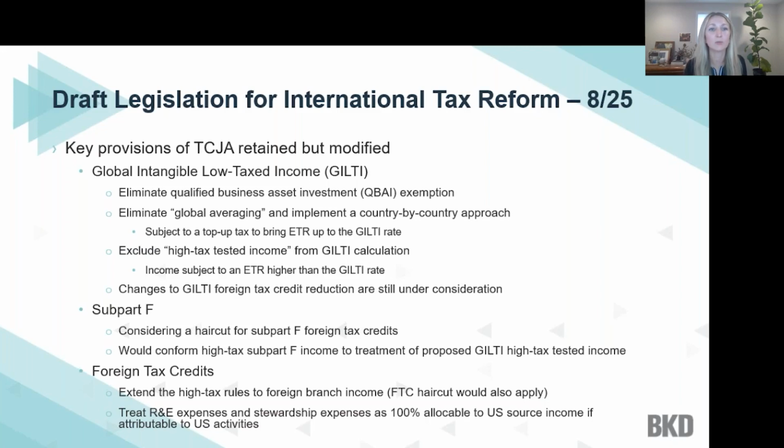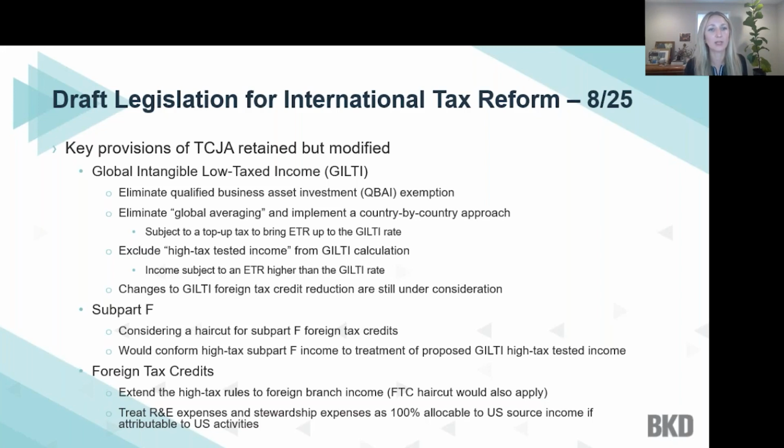This income would remain eligible for the 250 deduction and the GILTI foreign tax credit. Changes to the GILTI foreign tax credit haircut are still under consideration. So currently we can only deduct 80, or credit 80% of the foreign taxes paid on the GILTI income, and they're considering adjusting that, but they haven't said what they propose to be the new rate.